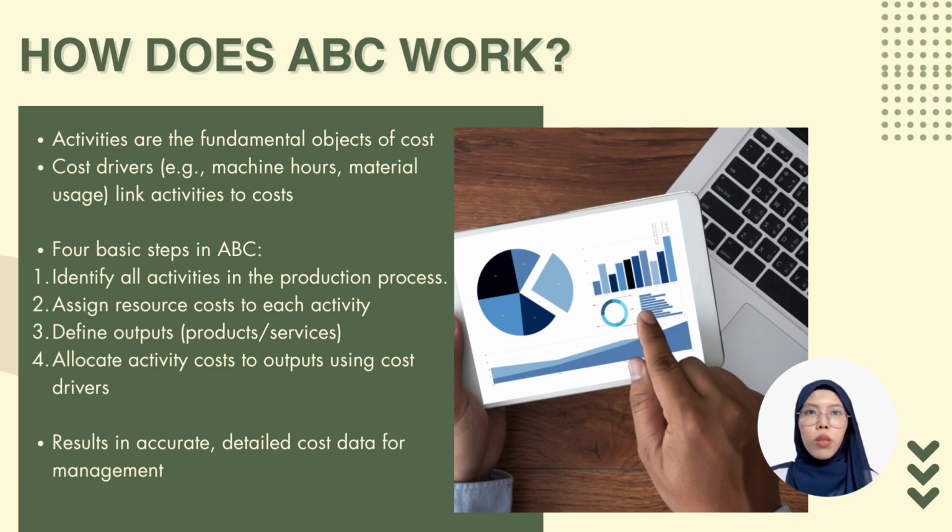The central principle of ABC is that activities are the fundamental objects of cost. The total cost of a product or service is the sum of all activities required to produce it. ABC uses cost drivers such as machine hours, labor time, or material usage that directly influence the cost of each activity. Implementing ABC generally follows 4 basic steps.